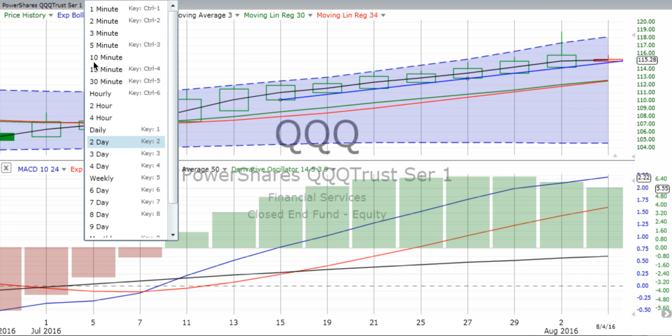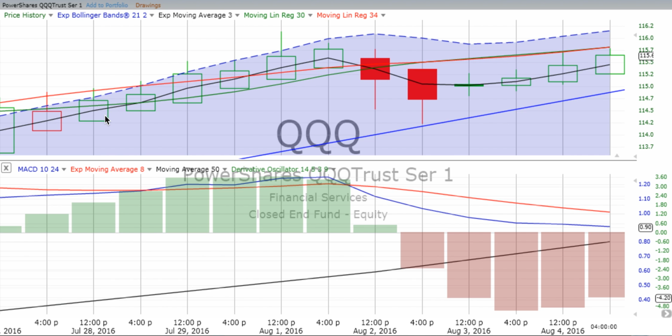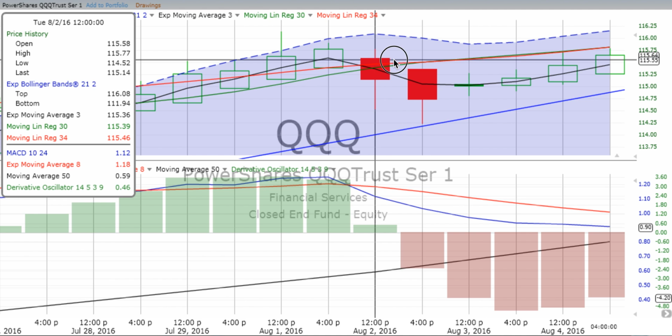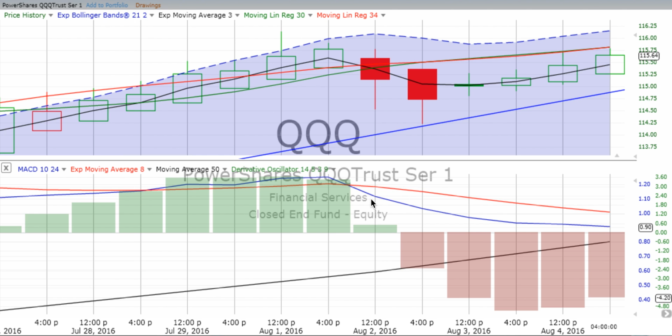If we look at our 4-hour chart, what do we see? Well, the 4-hour chart is again trying to recover, continuing to move up. It has not yet recovered from where the down movement started back on the 2nd, but it is trying its darndest to do that. Still hasn't crossed over going up. Derivative oscillator is losing energy.